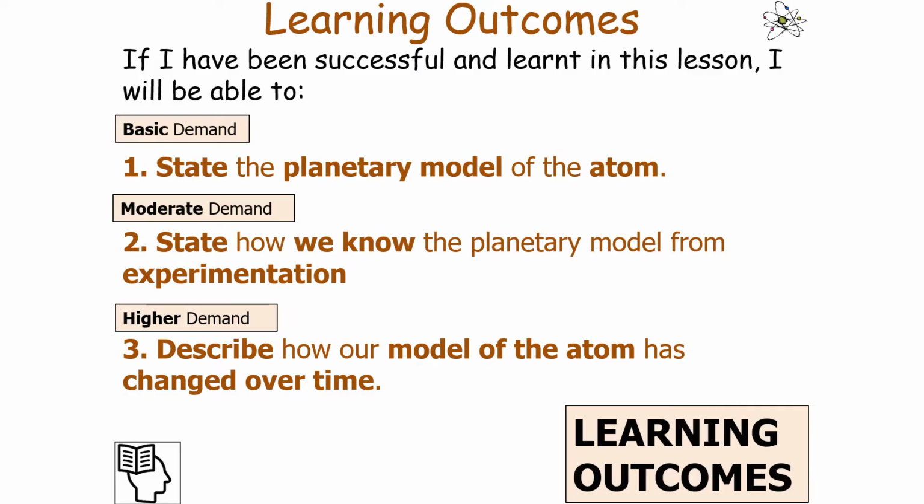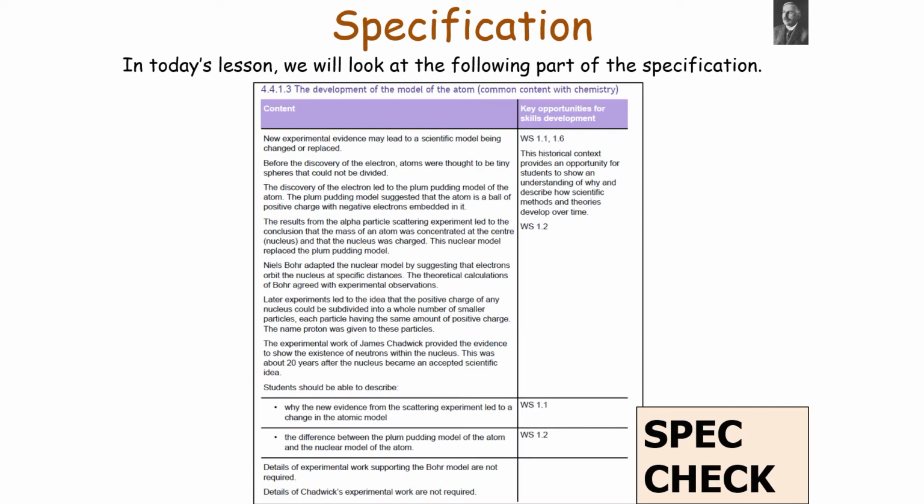So if we're successful and we learn in today's lesson, we should be able to state the planetary model of the atom, state how we know this model from experimentation, and describe how our model of the atom has changed over time, which forms part of the GCSE specification in 4.4.1.3, the development of the model of the atom, which is in fact common content with GCSE chemistry.